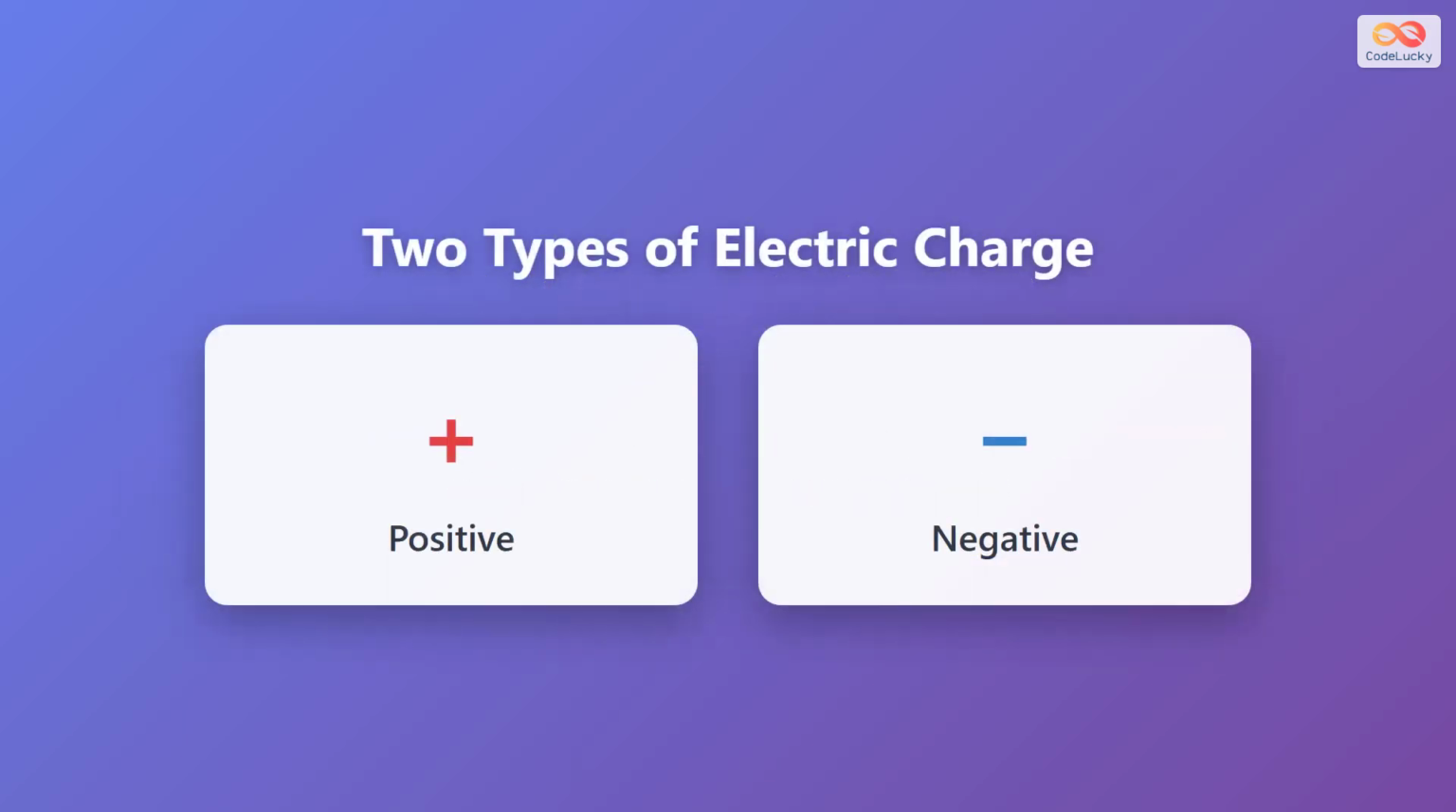There are exactly two types of electric charge in nature: positive charge and negative charge. These are not just names, but represent fundamentally different properties. Every charged particle in the universe carries one of these two types of charge. The positive charge is represented by a plus symbol, while the negative charge is represented by a minus symbol. Understanding these two types is essential because all electrical phenomena result from the interaction between positive and negative charges.